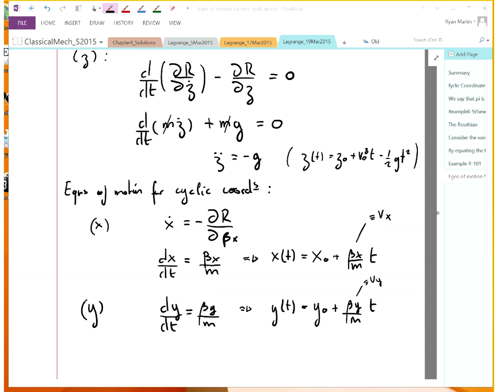Oh, yeah, sorry. That's just messy. That was meant to be the z component of the initial speed. That was a very tiny z.